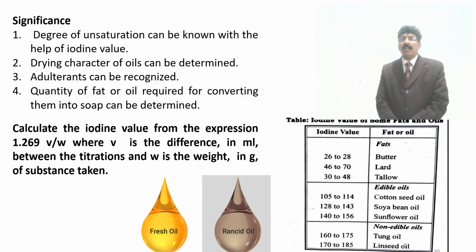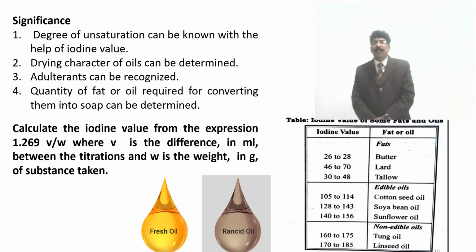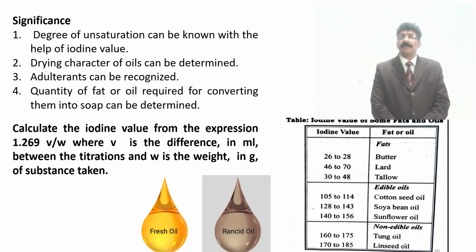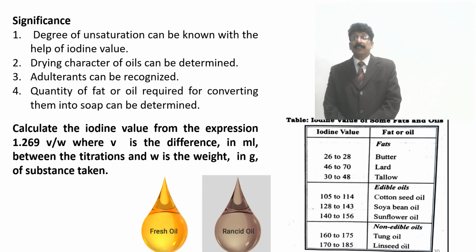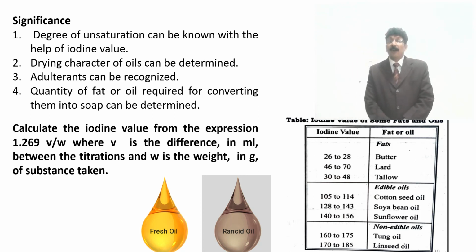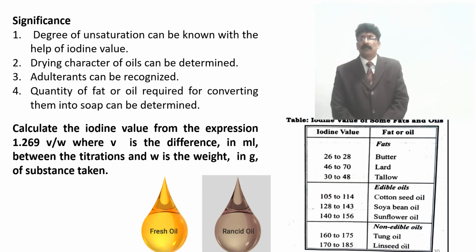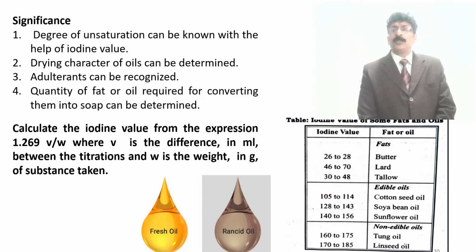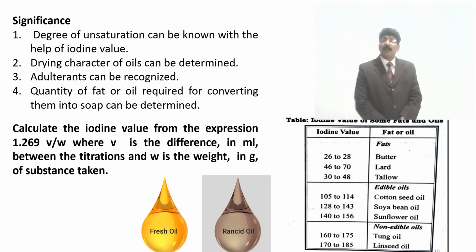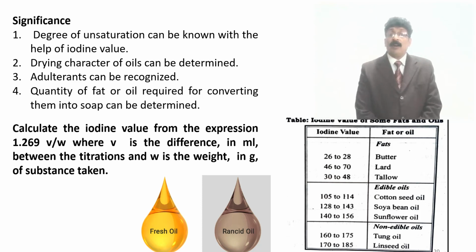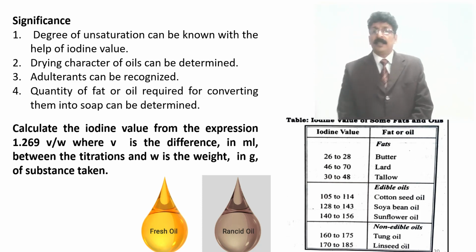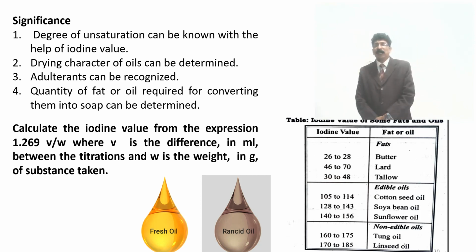The iodine values of some fats and oils which I have given here. Iodine value for butter is 26 to 28. Lard is 46 to 70. Tallow is 30 to 48. Edible oil like cottonseed oil is 105 to 114. Soya bean oil 128 to 143. Sunflower oil is 140 to 156. And non-edible oil, tung oil 160 to 175. Linseed oil 170 to 185.